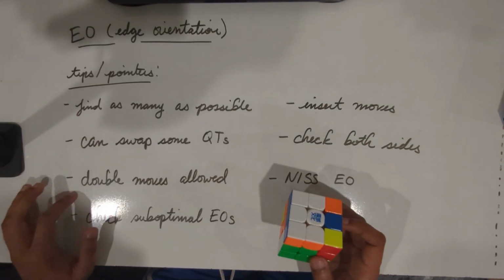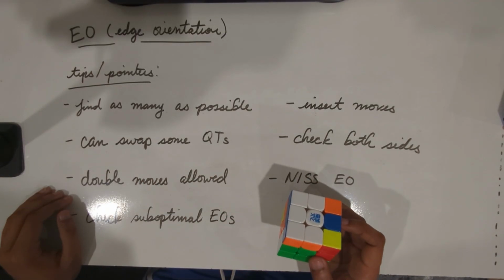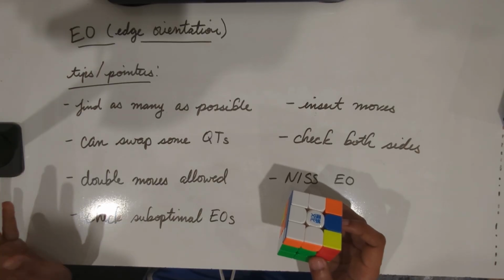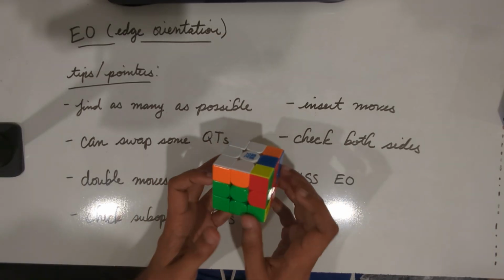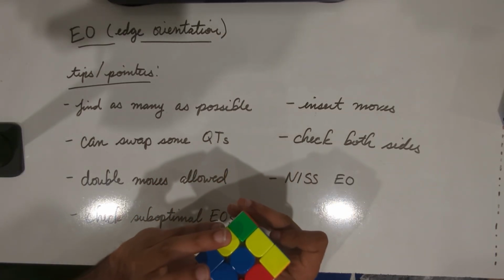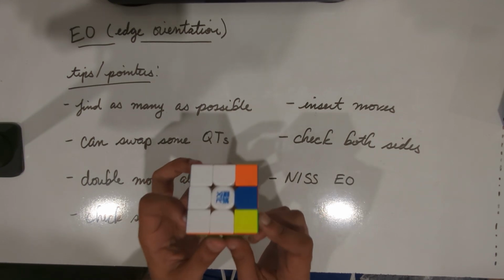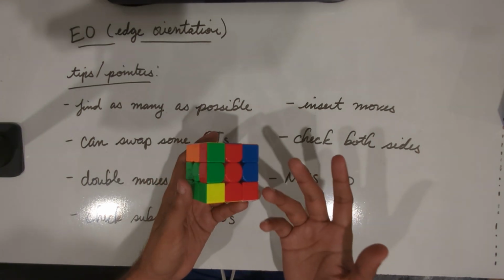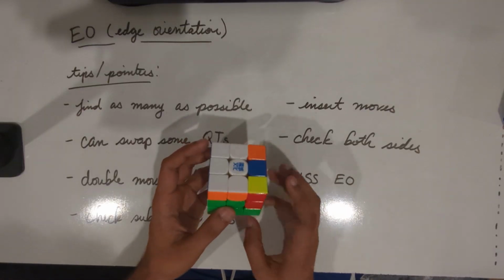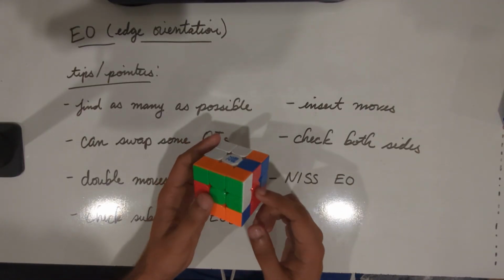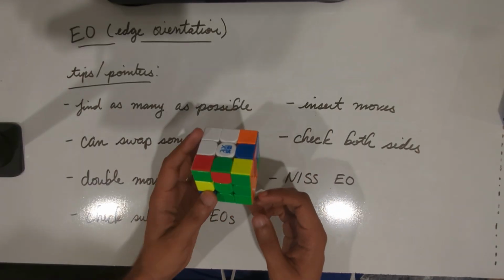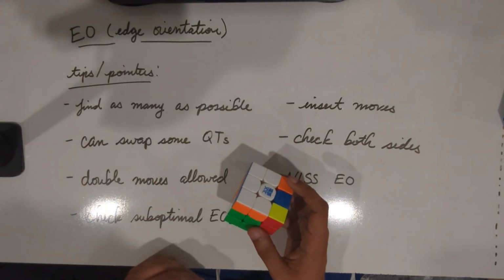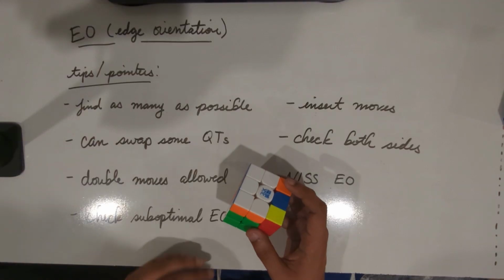We move to point number 3 now, in which double moves are actually allowed. Remember this, just because you can't do F and B doesn't mean that you can't do F2 and B2. Here's an example. The bad edges are here, here, here, and here in the back bottom. Without using F or B moves, it would take you 5 moves to solve this EO. But if you do allow double moves, you can do F2, D2, F, and now you'll notice that EO is solved.